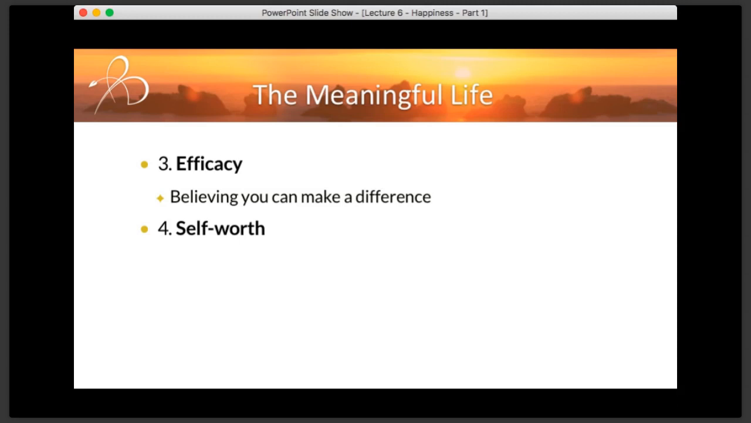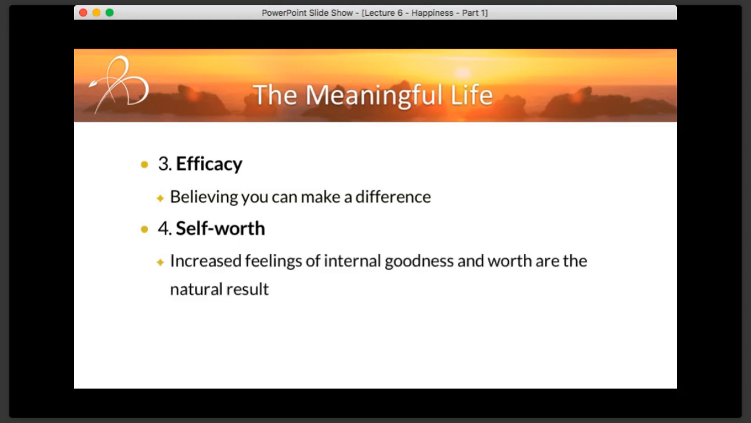And increased feelings of internal goodness and self-worth are the natural result of engaging in this process. You feel better when you're a person on a mission, engaged in certain pursuits, aligned with your values, believing that what you're doing makes a difference. It all just raises your self-worth.